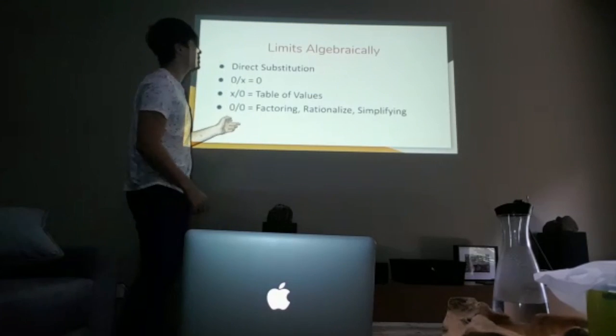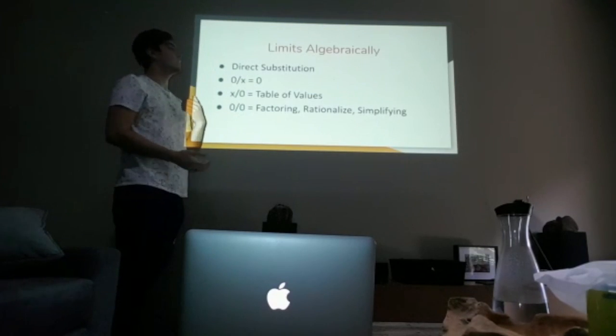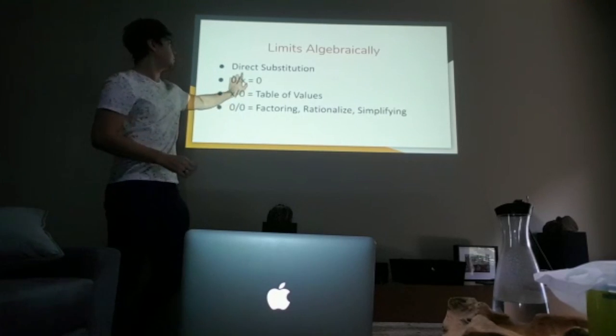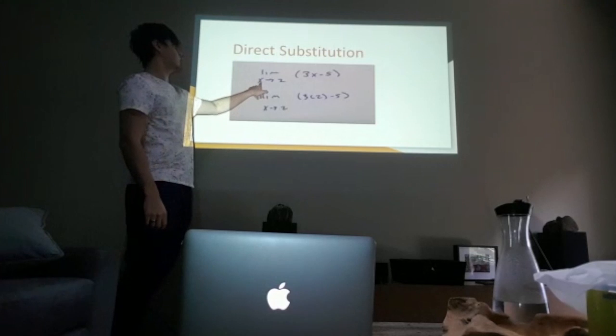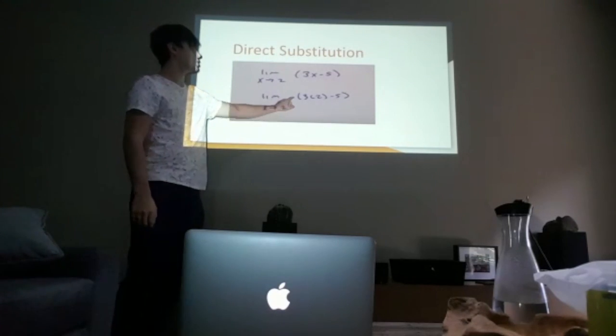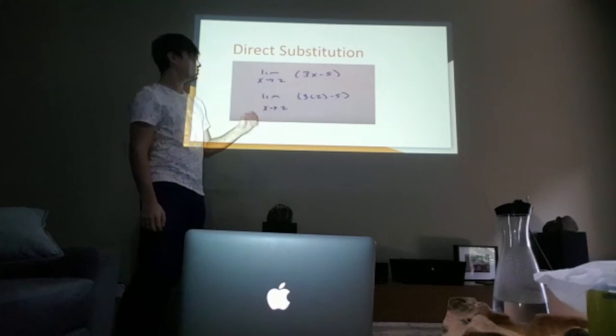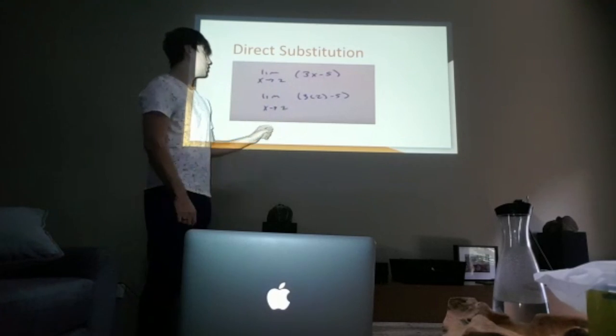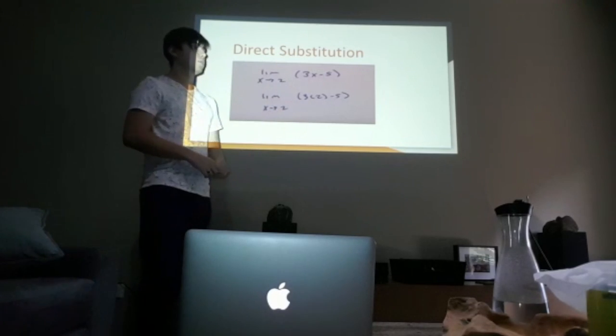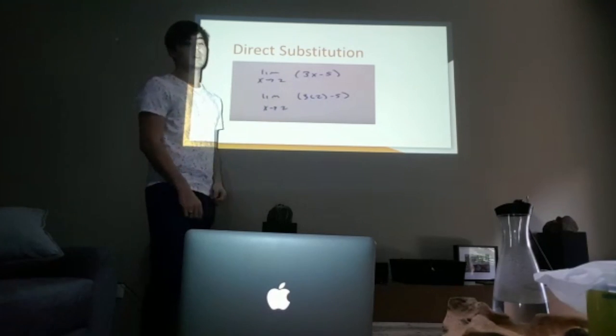In order to solve a limit algebraically, you first need to apply direct substitution. This means that x equals 2. You need to change every x to a 2. In this case, you have 6 minus 5, which will be 1. So the limit as x approaches 2 is 1.